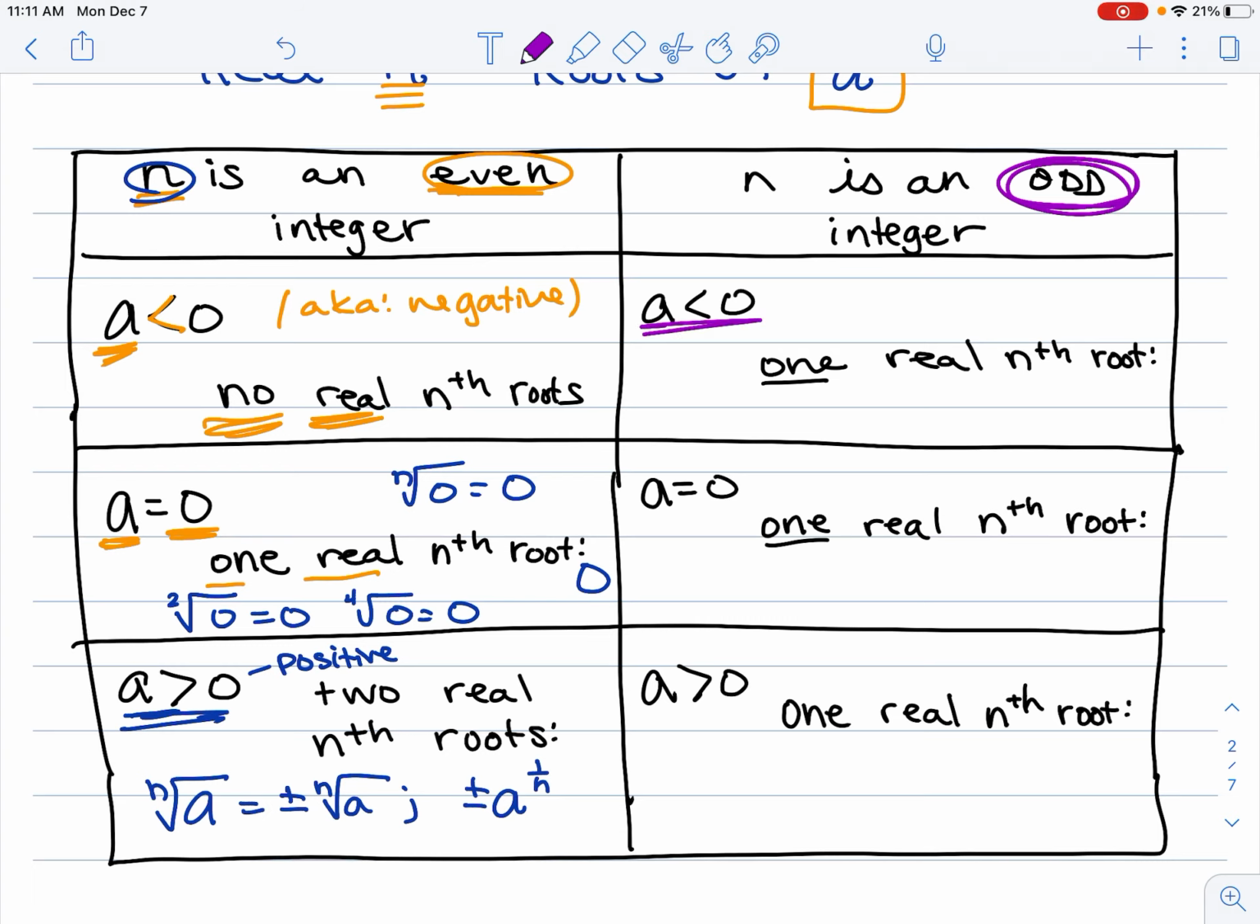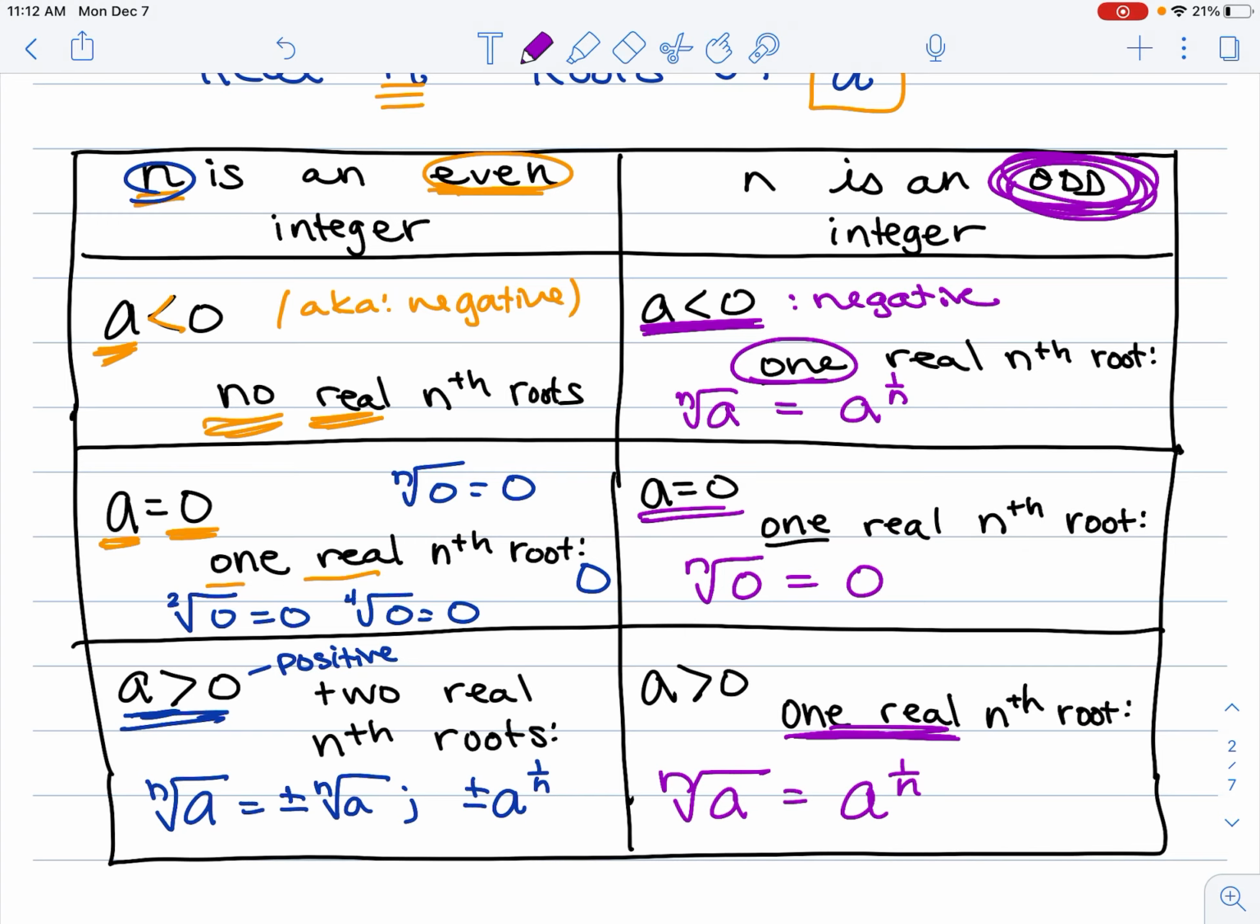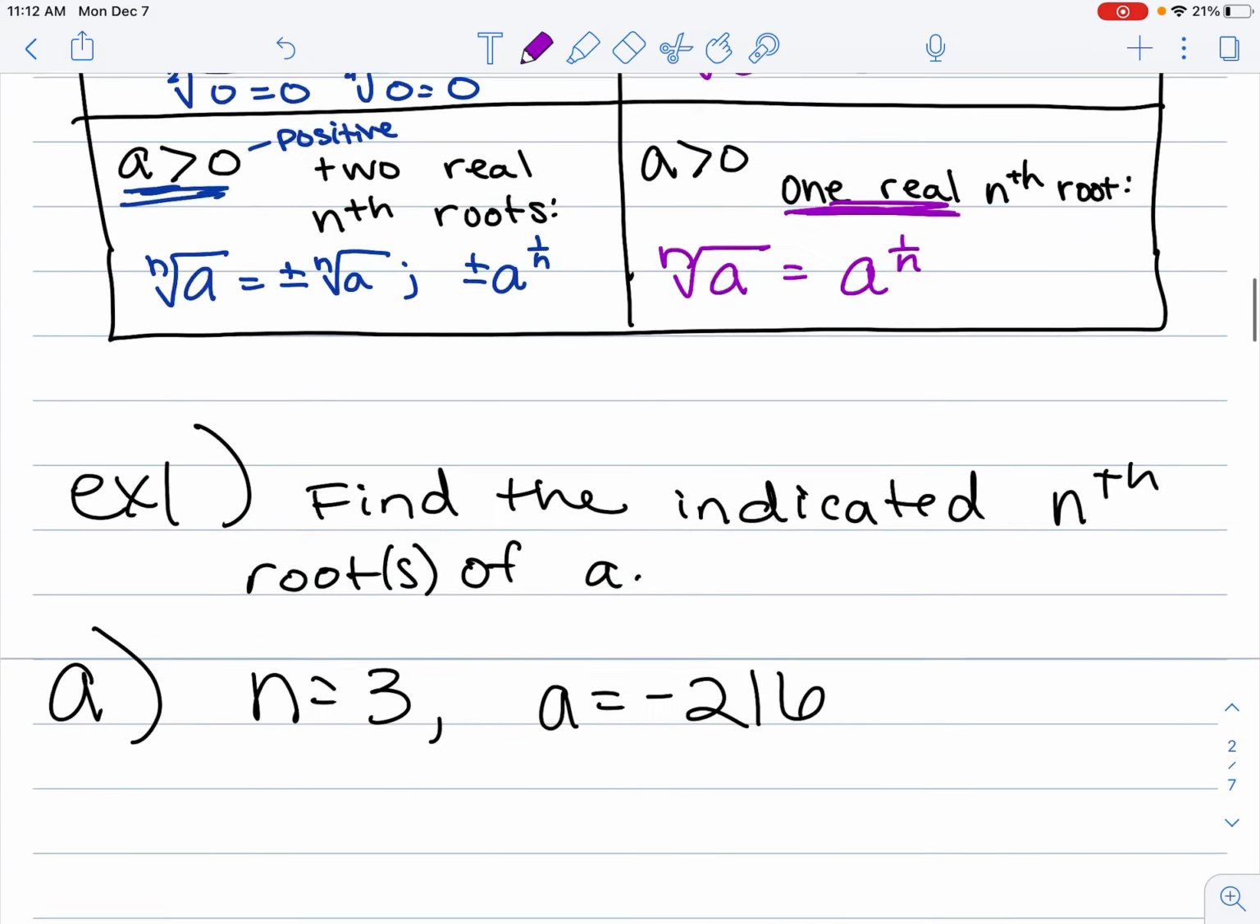We also know if a equals 0, there's one real root, which means if you've got the nth root of 0, it's just 0. And if a is greater than 0, then we say the nth root of a is still just 1 real root because this is odd. And so we say, okay, it's just the nth root of a, or we can say this is a to the 1 over n. Okay, keep that in front of you. We're going to work with that some right now.